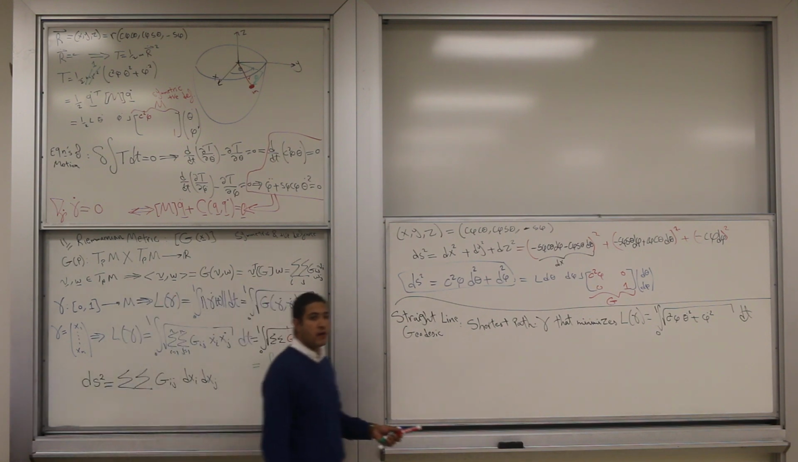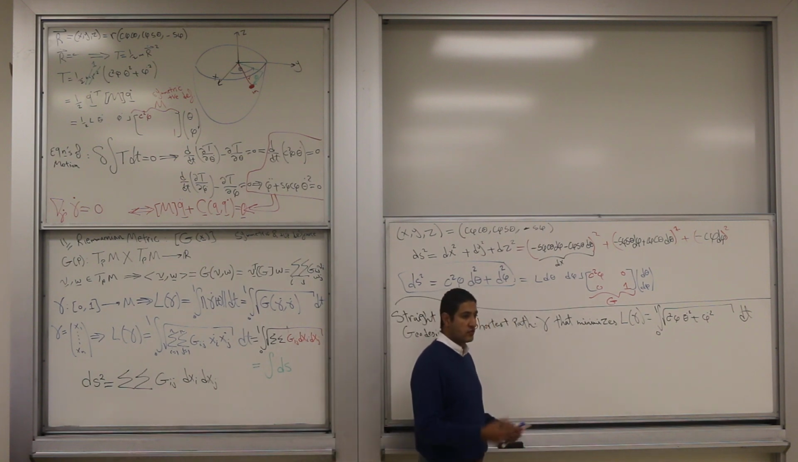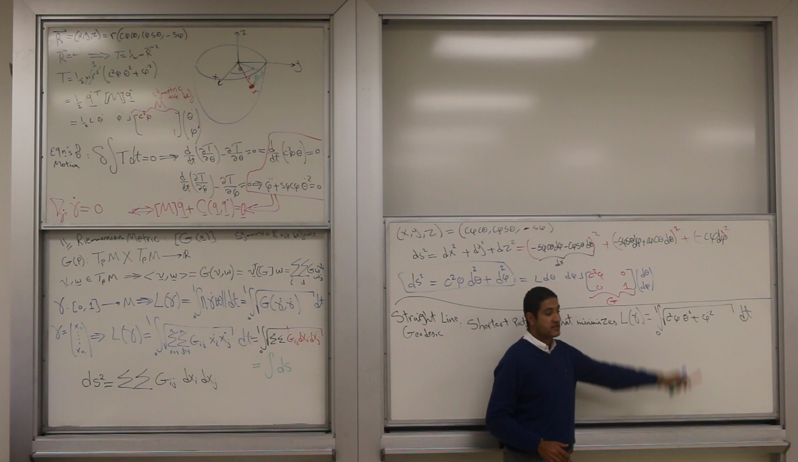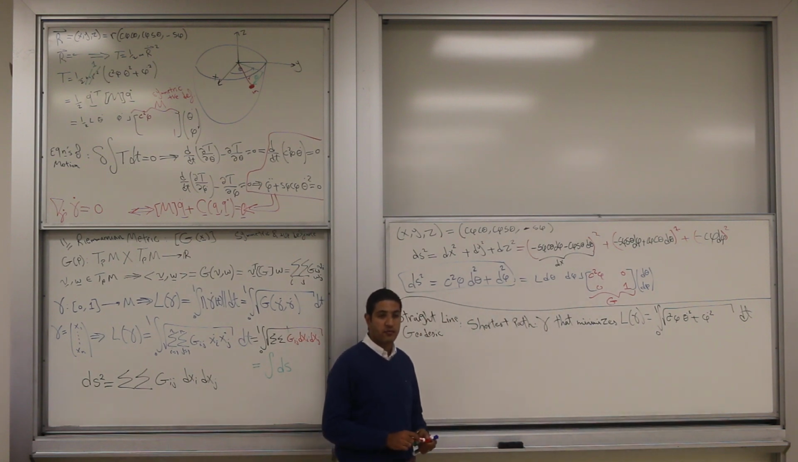Can you determine gamma, the curve? So gamma has two components, phi and theta. Phi of t and theta of t. Phi is a function of time, theta is a function of time. Can you determine phi as a function of time, theta as a function of time that minimize this integral? Can you do that? What type of problem is this? It's a calculus of variations problem.